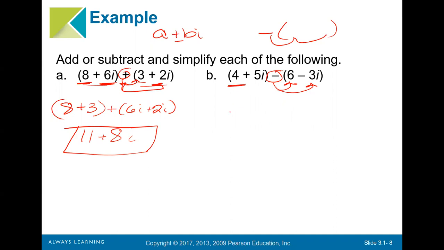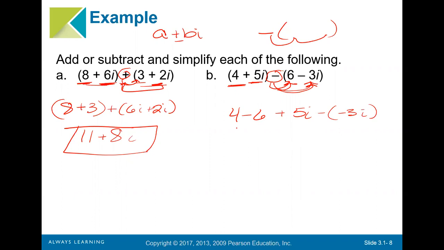So what I'm going to do is I'm going to pull out the real. So I got 4, and then I have negative 1 times positive 6 gives me a negative 6. I have a positive 5i. And again, if you want to use parentheses, go for it. Plus, actually, it's not plus, it's minus a negative 3i. And I'm just going to rewrite it this way. I'm going to do an extra step. You don't have to. 4 minus 6.